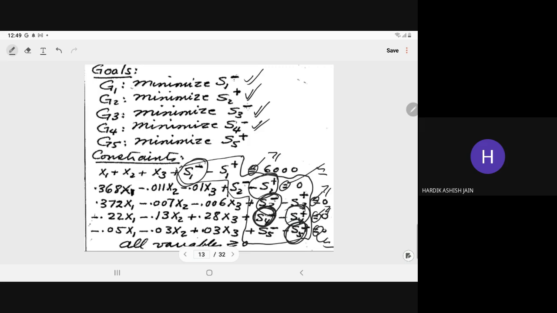So it is not necessary that we always minimize Si minus. According to the situation, we have to decide whether we have to minimize Si minus or Si plus. So when we have a constraint of less than type, then you have to minimize Si plus, right? When we have a constraint of the other type, then you have to minimize Si minus. That is the thumb rule, right?